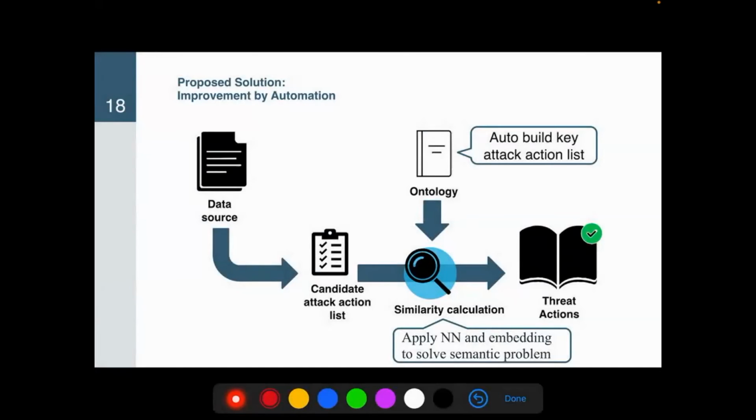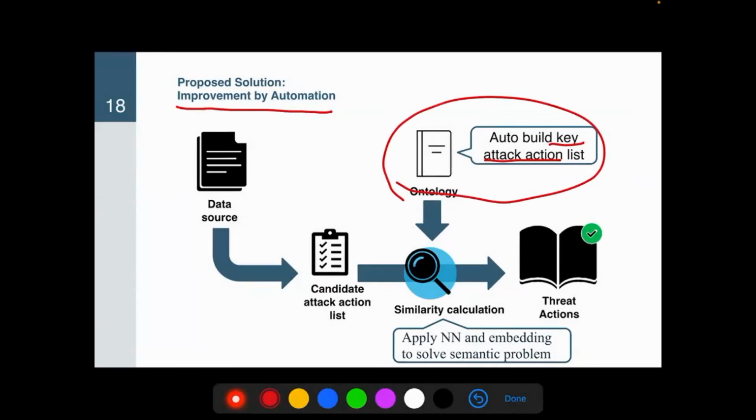The proposed solution tries to improve by automation. For the ontology, we try to build a key attack action list to replace the human-built ontology. And for the similarity calculation, we apply a machine learning model to do the comparison. And likewise, we try to extract threat actions.